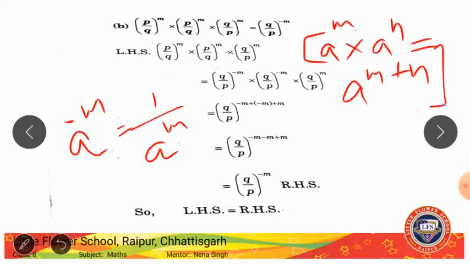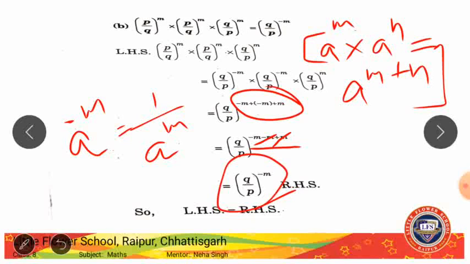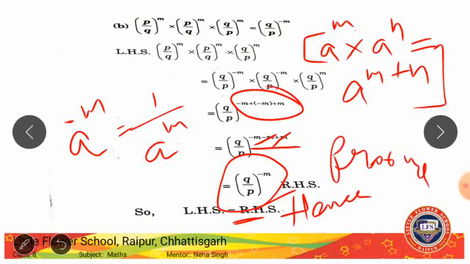Now we'll apply this property. All the powers will be added. Minus m plus m, plus minus is minus. This minus m plus m will get cancelled. What are we left with? (q/p)^-m, which is equal to the RHS. RHS equals LHS. Here also we are going to write hence proved. It was told to prove the question, so we will write hence proved.